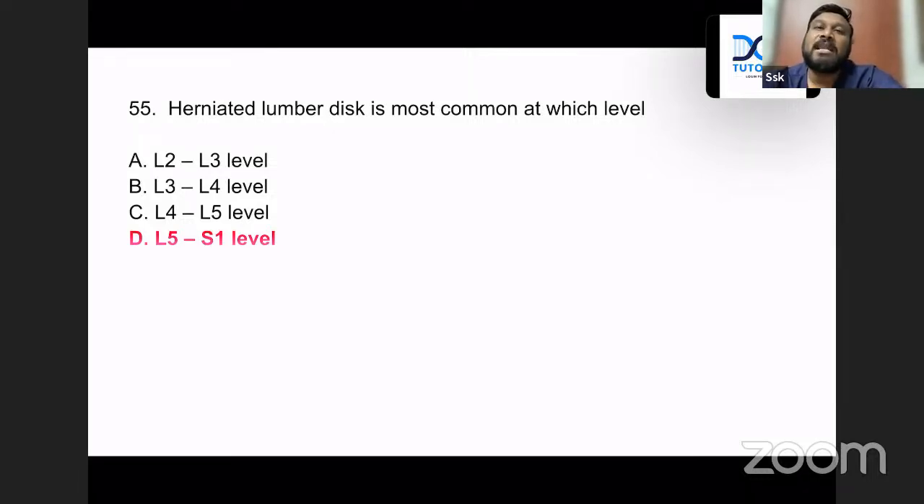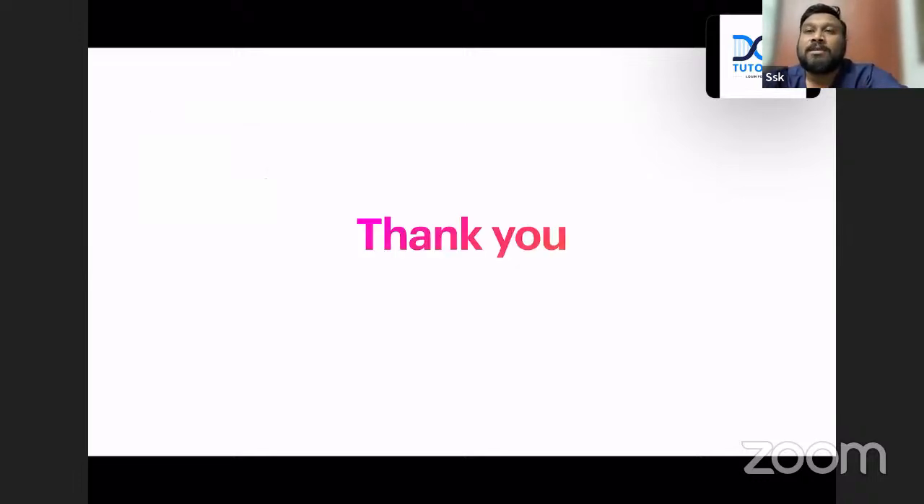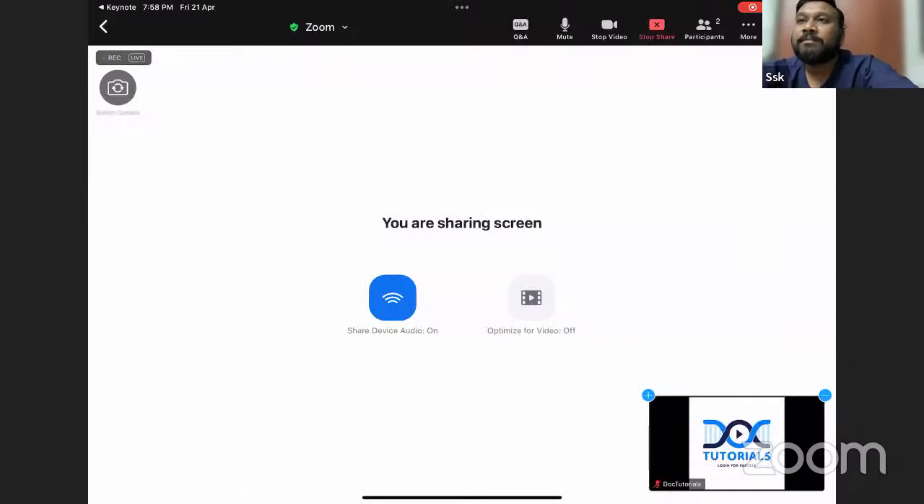Lumbar canal stenosis, L4-L5 will be the most common level. Lumbar canal stenosis, this L4-L5 for sure. And lumbar disc prolapse, it will be L5-S1. So with that, the discussion on the slides on the MCQ parts is complete.